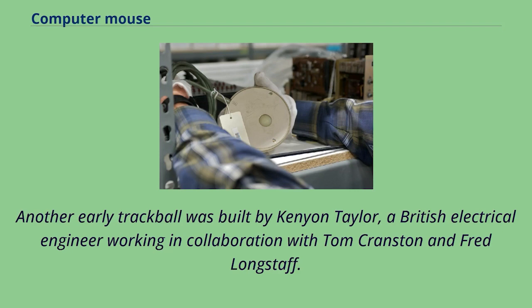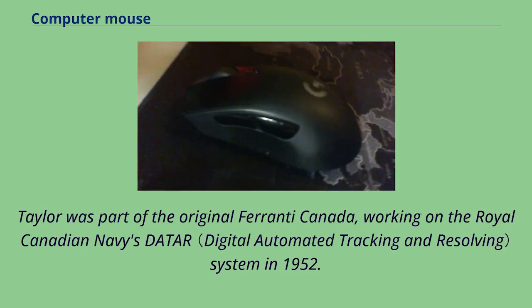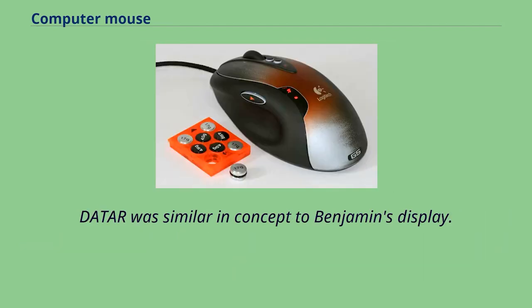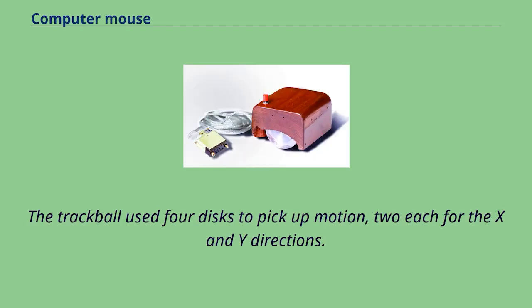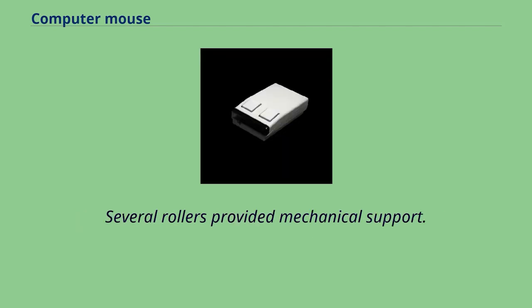Another early trackball was built by Kenyon Taylor, a British electrical engineer working in collaboration with Tom Cranston and Fred Longstaff. Taylor was part of the original Ferranti Canada, working on the Royal Canadian Navy's DATAR system in 1952. DATAR was similar in concept to Benjamin's display. The trackball used 4 discs to pick up motion, 2 each for the X and Y directions. Several rollers provided mechanical support.